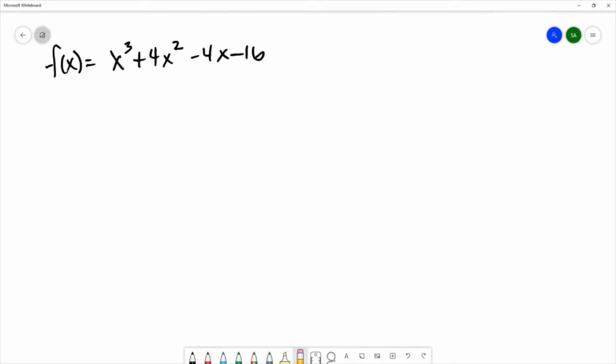So on this question, we want to use calculus techniques for curve sketching on this function f of x equals x cubed plus 4x squared minus 4x minus 16. So the first thing we're going to do is calculate the derivative, which is 3x squared plus 8x minus 4. And we will set this derivative equal to 0 to find the critical numbers.